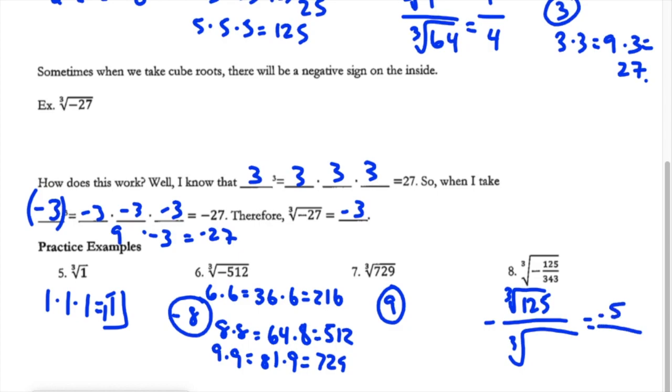And then we also said that the cube root of 343 at the top of the page is going to be 7. So this answer here is going to be negative 5 over 7. Now, I don't want you to sit there and think that you're confused and that you're alone and that you can't do this, because you can do this.